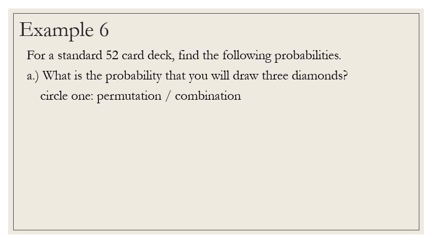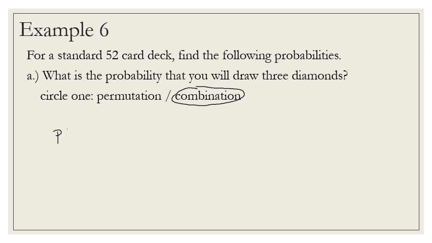All right, so let's try this. For a standard 52 card deck, find the following probabilities. What's the probability that you will draw 3 diamonds? Okay, so this doesn't say draw a diamond and then draw another diamond and then draw another diamond. It says 3 diamonds, so it's happening all at once. That's a combination. Unless it says draw this and then this and then this, you assume that it's happening all at once and it's a combination.